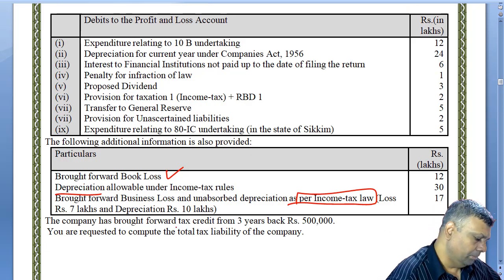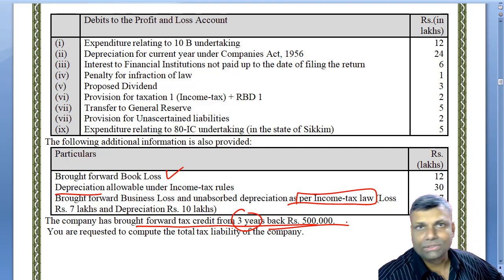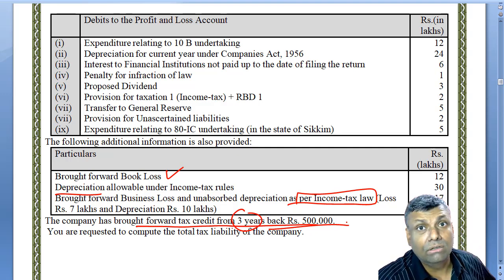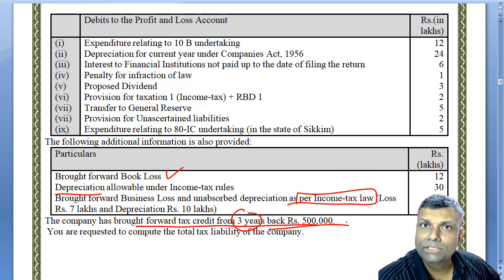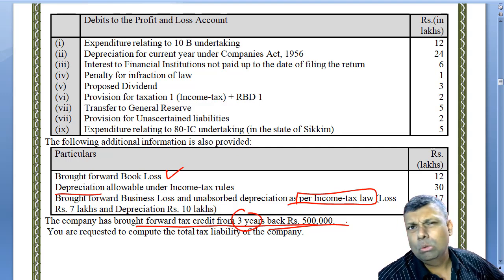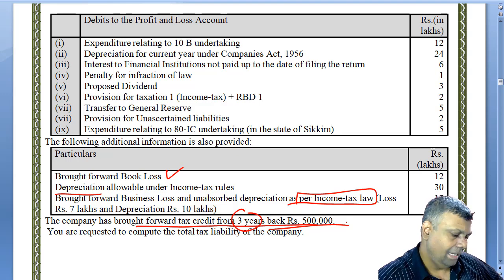Company has got a brought forward tax credit from 3 years back, rupees 5 lakhs. Oh my God. This question is also going to test your knowledge of carry forward set off of the tax credits. Good point. But this adjustment will come almost towards the end of the discussion. So I'll keep it pending for a while.